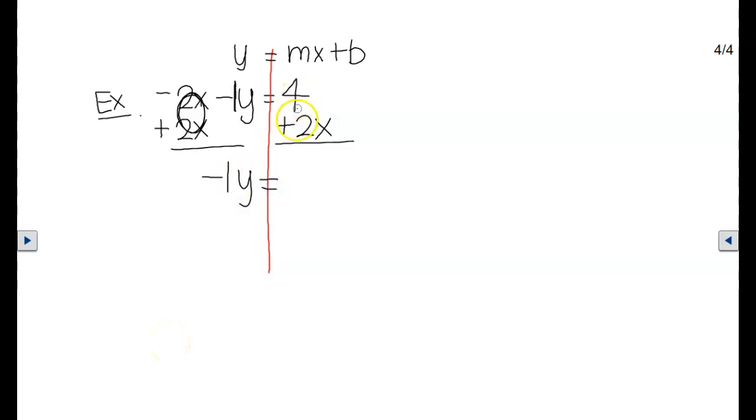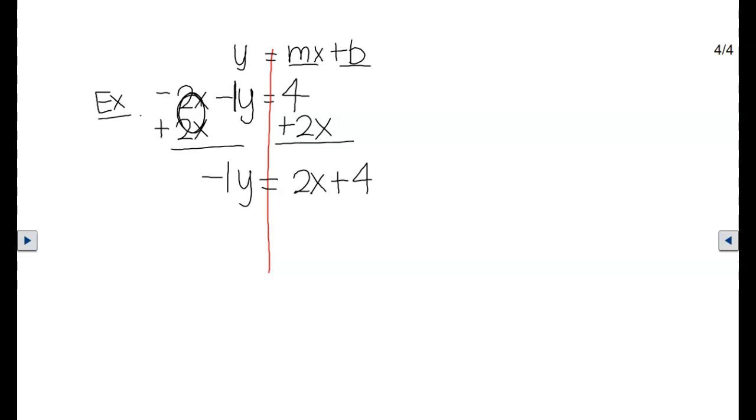And then on this side, 4 plus 2x, I want to arrange so it's mx plus b. So x goes first, the plain number goes second. So I'm going to put this positive 2x first and the positive 4 second so that it looks like that mx plus b form that I'm after.